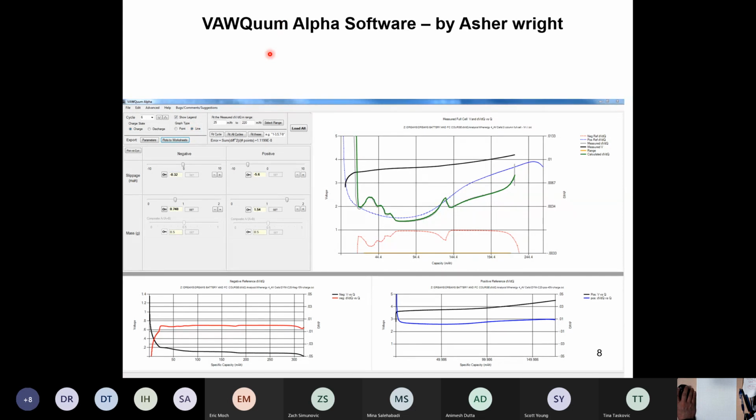So my daughter Hannah wrote the first version of the dVdq analysis software back in 2012, and then Asher Wright upgraded it and made it really quite good later on. And I'm going to go through it and give you an example of how to use it. So this slide is just going to walk through the features of the program.